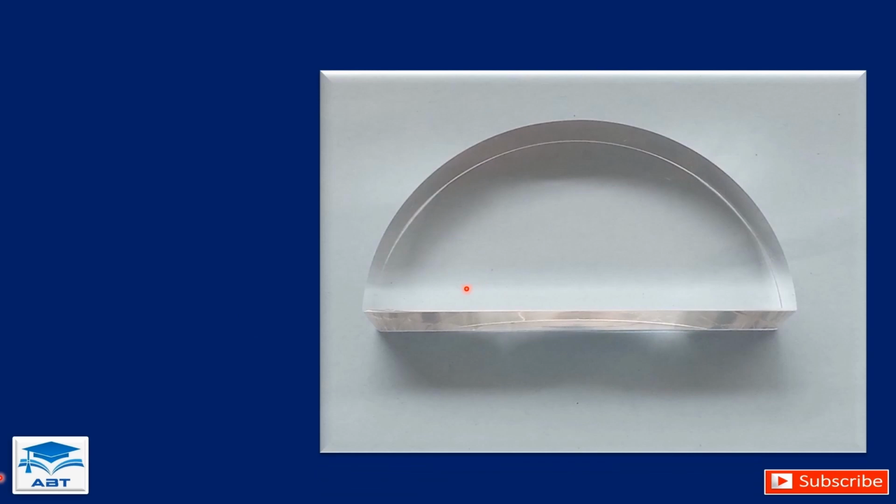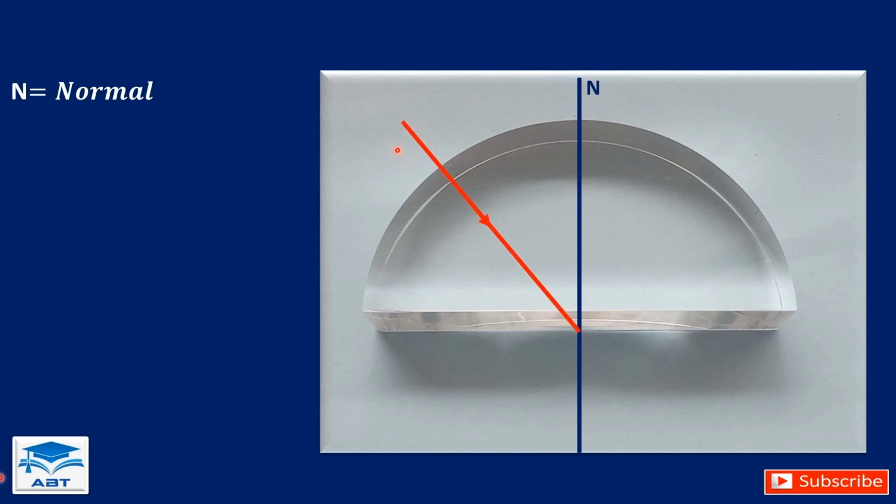Let's consider a semicircular prism and draw a line perpendicular to the diameter of the prism and name it N. That line is the normal. The normal is always 90 degrees to the prism. And let's incident a ray of light at this point.